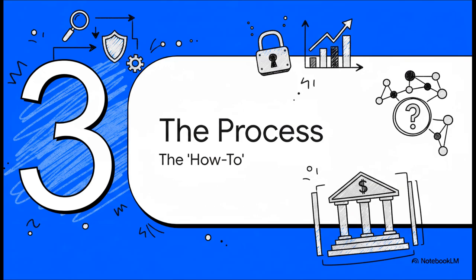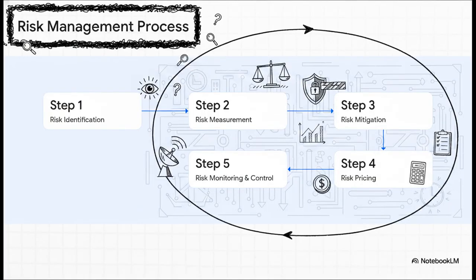Okay, we've talked about the concepts and the structure. So now, let's get our hands dirty and look at the actual step-by-step process for how you manage risk. This is the how-to part. This 5-step loop you see here, this is the engine that drives the whole thing. First you find the risk, then you measure it, figure out how to reduce it, price it into your products, and then you watch it like a hawk.